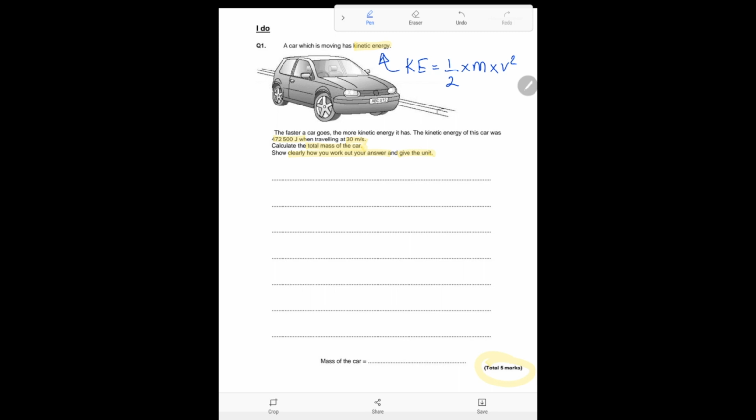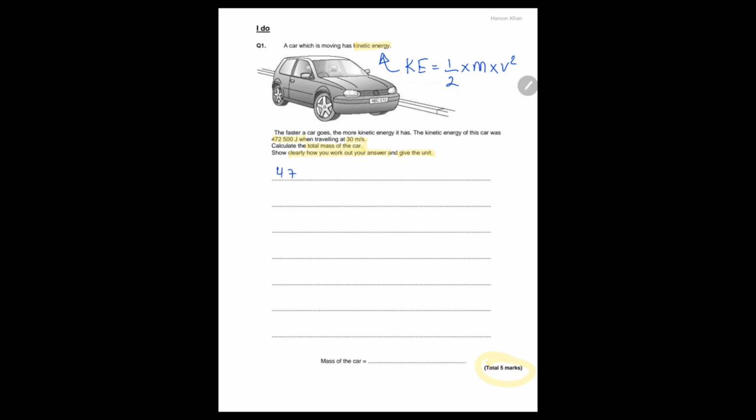Now it wants me to calculate the mass of the car, and I have information given to me, which is the energy, which is 472,500 joules, and I've also been given the velocity, which is 30 meters per second. So the first thing that I'm going to do is plug these values into my equation here. So my kinetic energy is 472,500 joules. That is equal to half times my mass, which I don't know, but I'm going to be figuring out, multiplied by my velocity, which is 30, all squared.